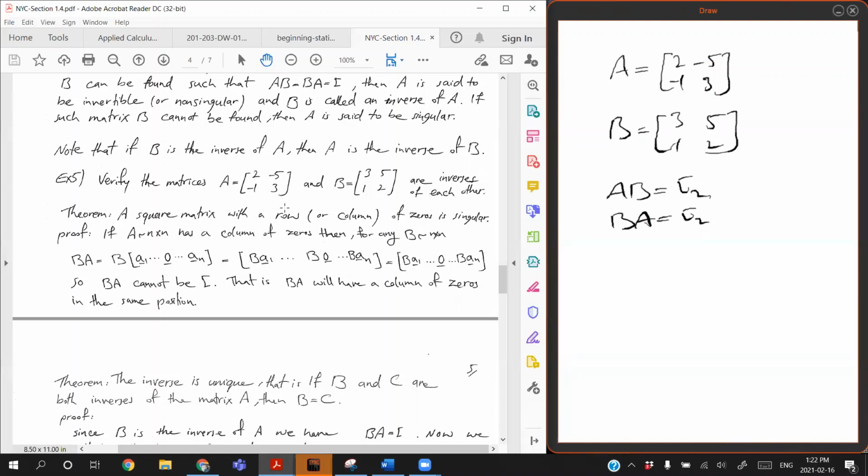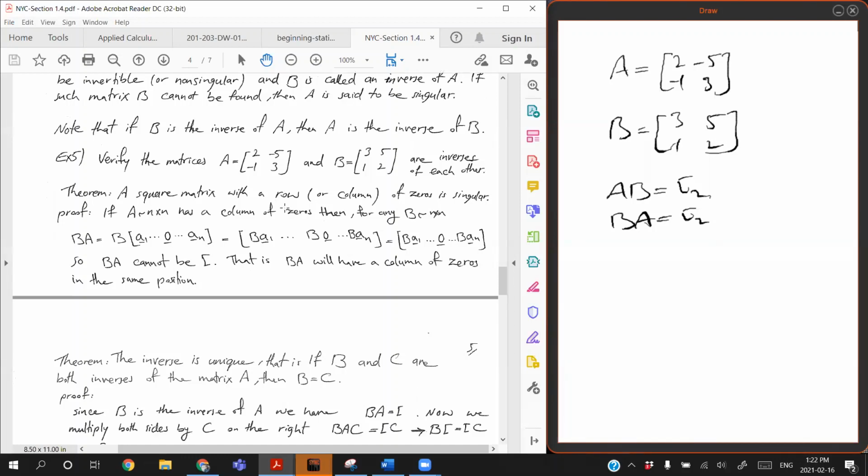Actually, I'm going to give you a few minutes to do that. I think 5 minutes would be enough. Multiply these matrices, make sure that you get the identity. And if you get the identity, that would be proof that these two are inverses of each other.